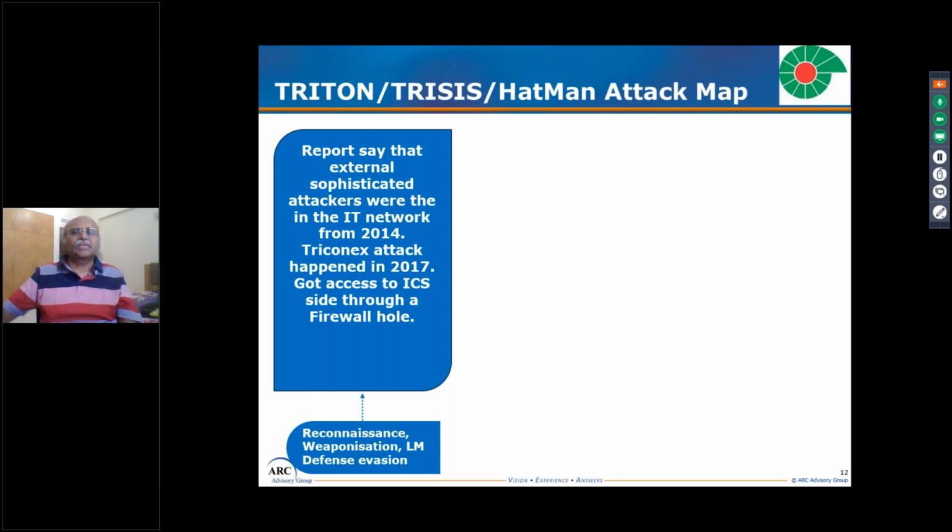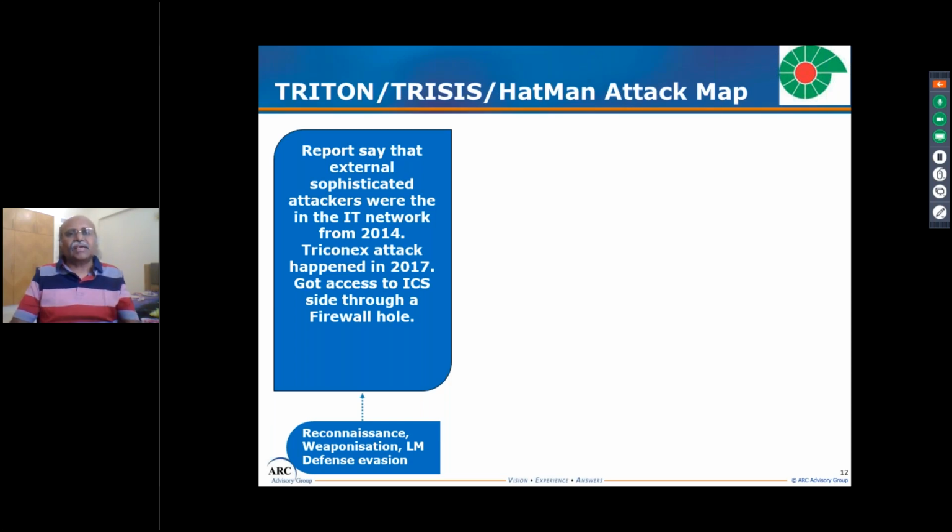Reports say that external sophisticated attackers were in the IT network from 2014. The Triconics attack happened in 2017. So see the time period for how long they were there, and how much information they extracted in order to map the full network and see where exactly their target is.